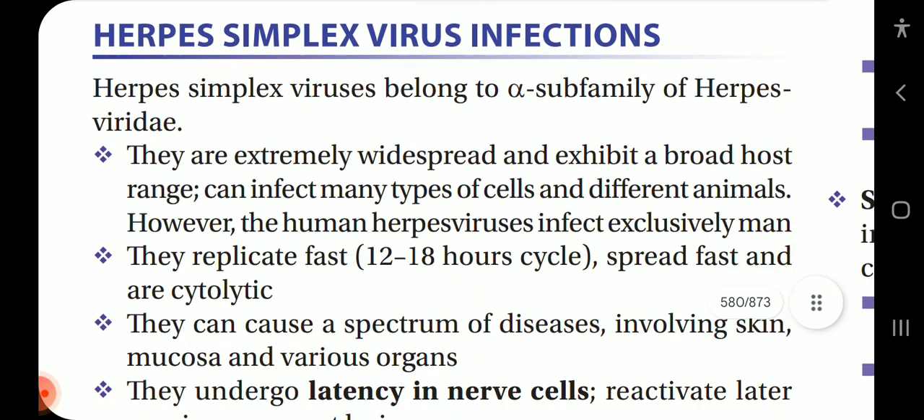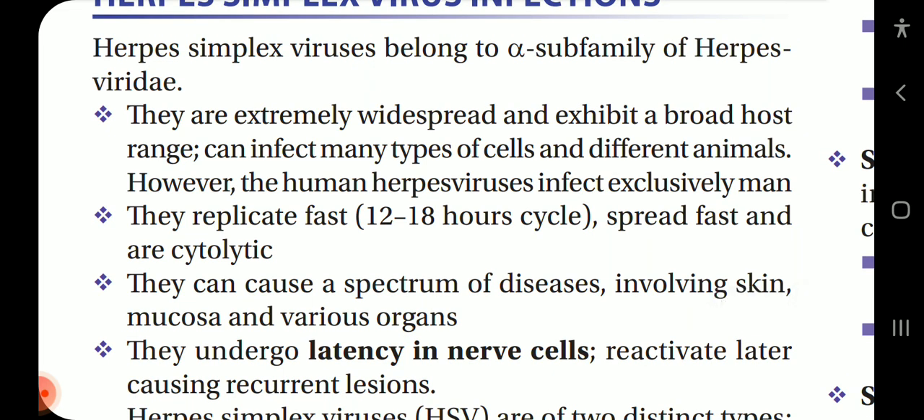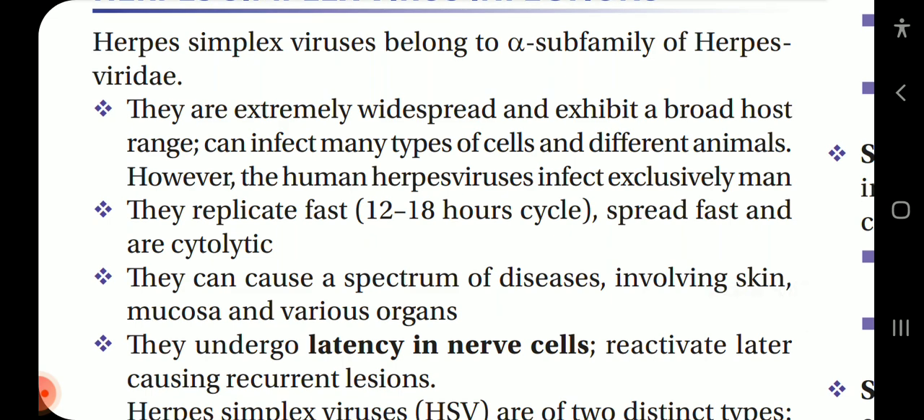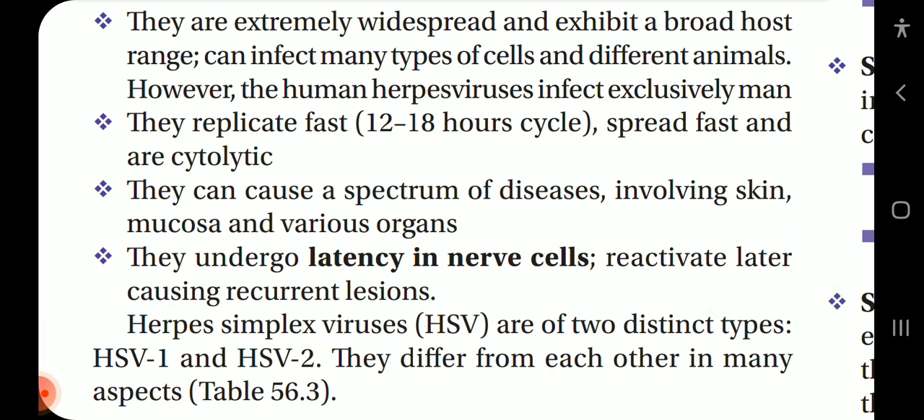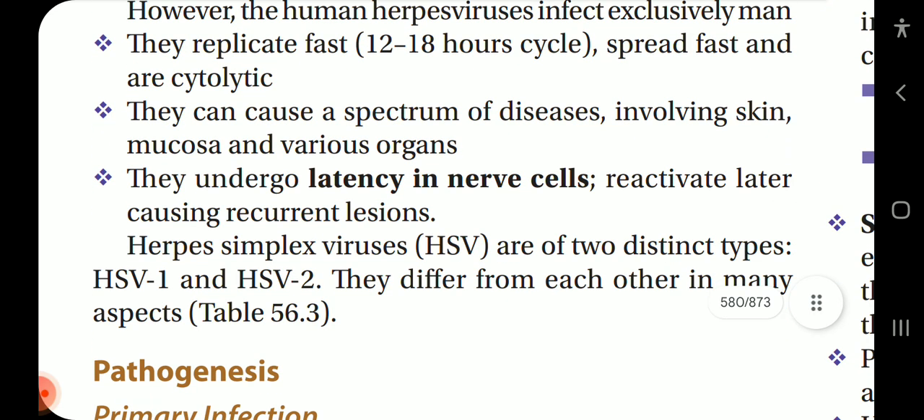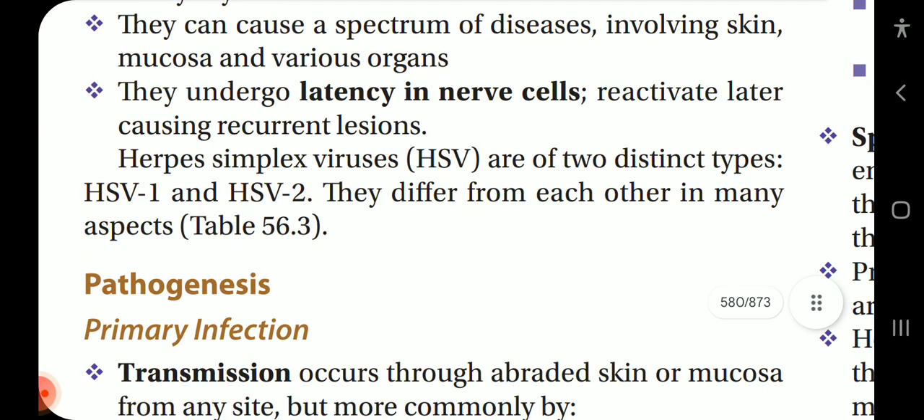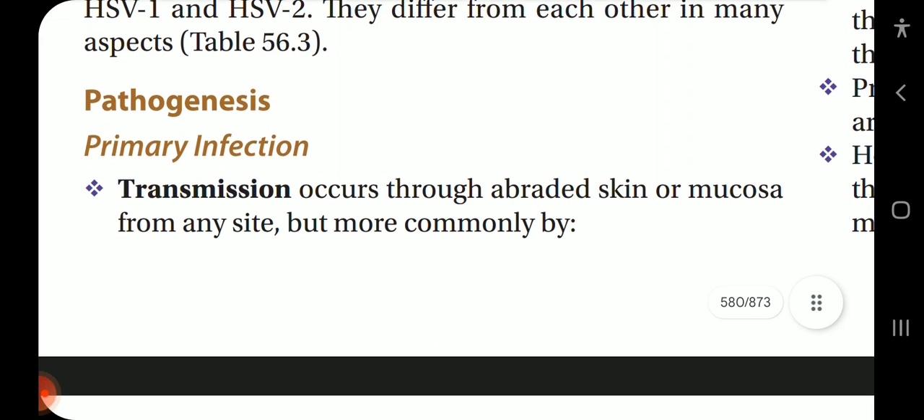Herpes simplex virus infections. Herpes simplex viruses belong to the alpha subfamily of Herpesviridae. They are extremely widespread and exhibit a broad host range, can infect many types of cells and infect different animals. However, the human herpes viruses infect exclusively man. They replicate fast, with a 12 to 18 hour cycle, spread fast, and are cytolytic. They can cause a spectrum of diseases involving skin, mucosa, and various organs. They undergo latency in nerve cells, reactivate later, causing recurrent lesions. Herpes simplex viruses (HSV) are of two distinct types, HSV1 and HSV2. They differ from each other in many aspects.